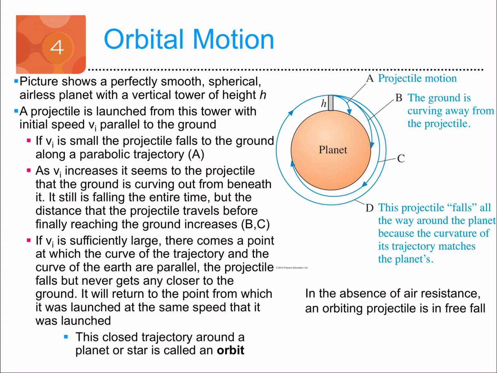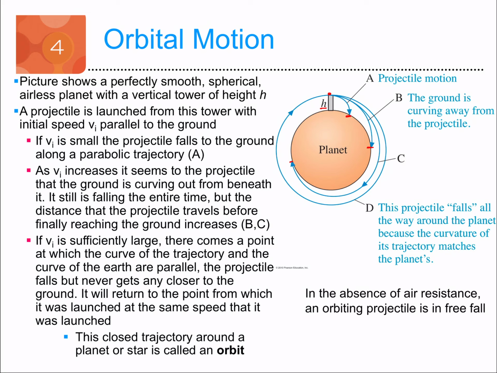Okay, your book also talks about orbital motion, and if you look at this diagram right here on the top right, you see a little tower that has the height of h, and notice how the speed is changing. Okay, if the initial speed is small, it falls at A. If I increase the initial speed a little more, it falls at B. If I increase it a little more, it falls at C. And if I increase it even more, it goes all the way around and comes back to where it started, which is shown by D.